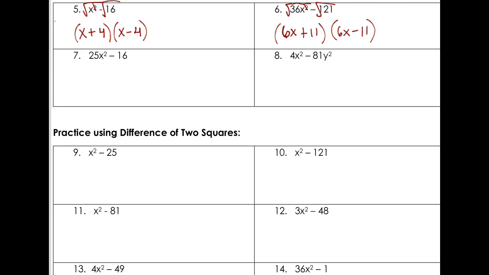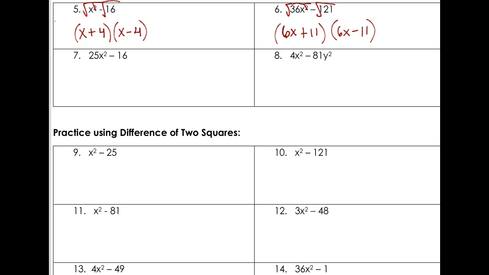Let's move on to number 7. First, look for a GCF. Is there a GCF between 25 and 16? No, there's not. But you do have two terms separated by a subtraction sign.